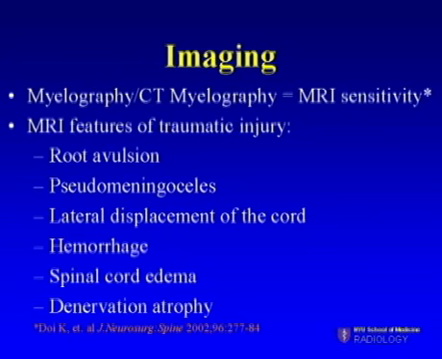So on MR, what we can look for again are nerve root avulsions. We can see pseudomeningocele formation. We can see lateral displacement of the cord, hemorrhage, spinal cord edema, and finally, we can see the sequela of injury to the brachial plexus, which is denervation atrophy of the shoulder and chest wall musculature.